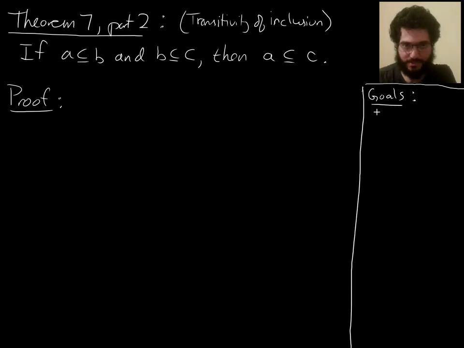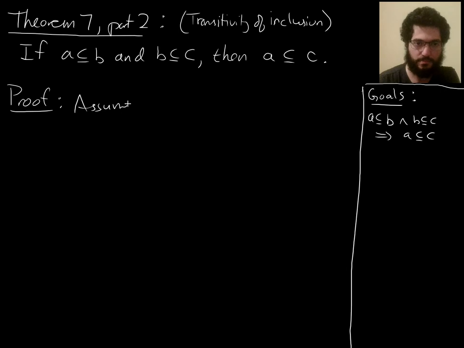The first goal is the overall theorem, right? I'm trying to prove A subset B and B subset C implies A subset C. That's my initial goal. And I'm going to keep updating my goal as I go down and try to fill out the proof. So my initial goal is an implication. How do I prove an implication? Well, going back to our treatment of logic, to prove an implication, assume the hypothesis and prove the conclusion. So assume that A is a subset of B and B is a subset of C.